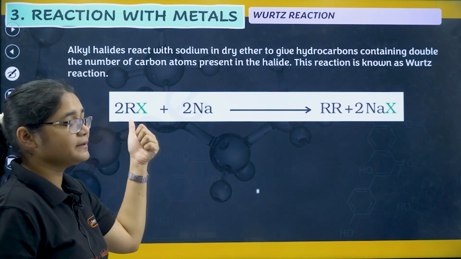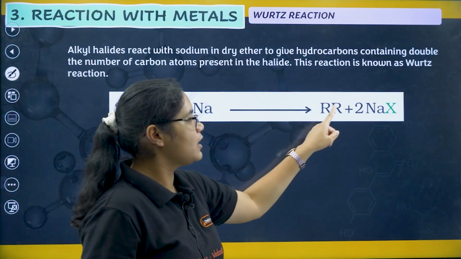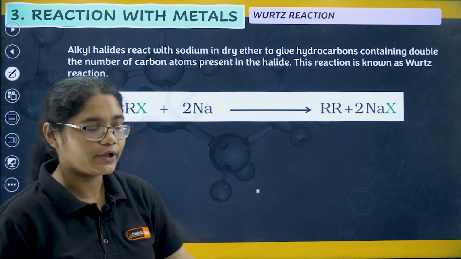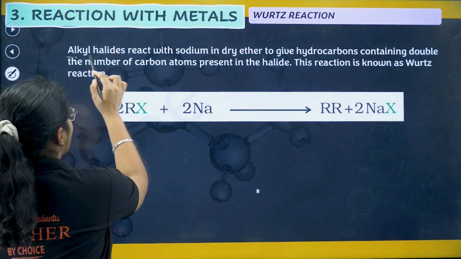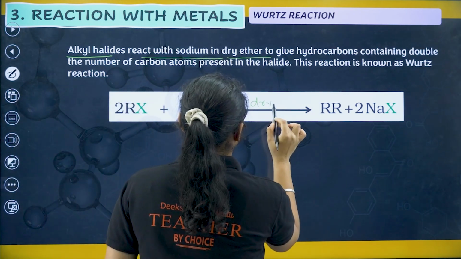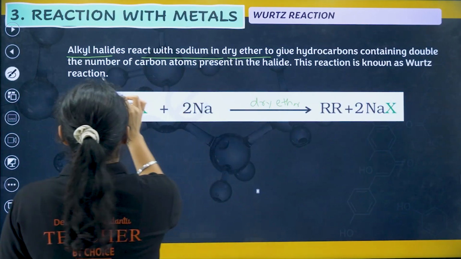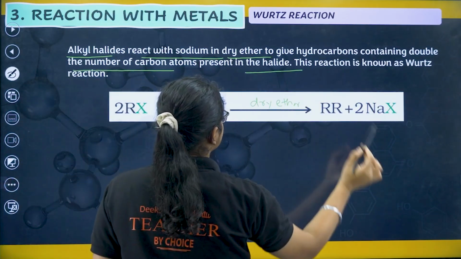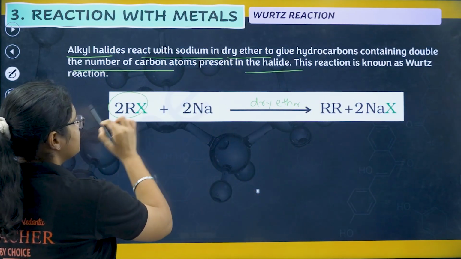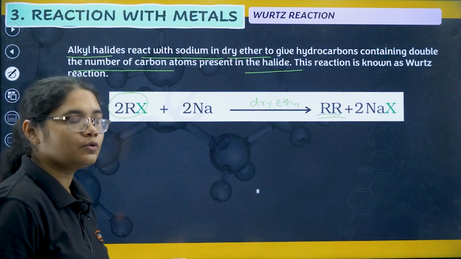The last reaction we have is the Wurtz reaction. In the Wurtz reaction, you have RX plus Na, and these two react to give you R-R plus NaX. So this is the Wurtz reaction, where alkyl halides react with sodium in dry ether. Here you have to give dry ether. The alkane formed contains double the number of carbon atoms present in the halide. Whatever number of carbons are present, double of that will be formed here. So this is your Wurtz reaction.